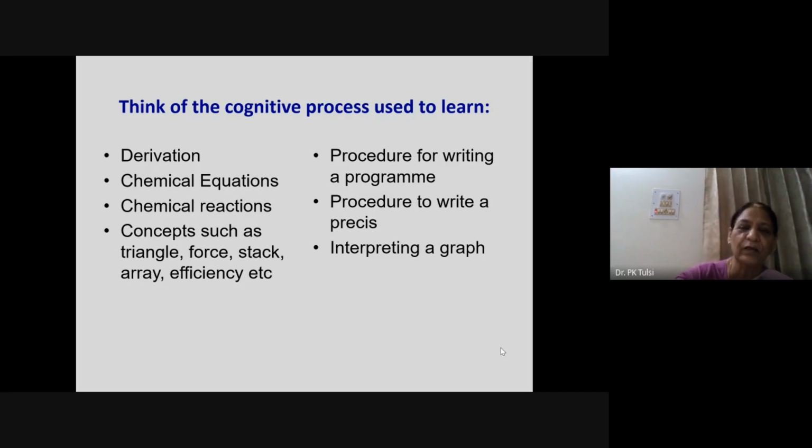Then procedure writing. One can rote memorize the steps in a procedure, but one cannot rote memorize the details of what goes into that step. That has to be explained in one's own words. Likewise, in English, when somebody reads a paragraph or an essay and writes a précis of that, it's nothing but the person having understood the thing. And interpretation of a graph also requires understanding of those concepts which are involved and the relationship that is indicated. So when the person is involved in these, the learning outcomes will be at the understanding level.